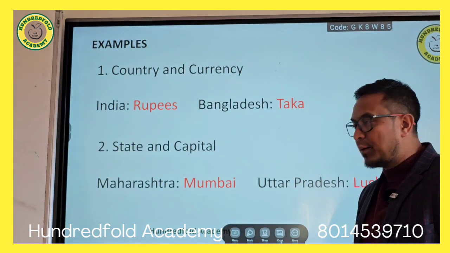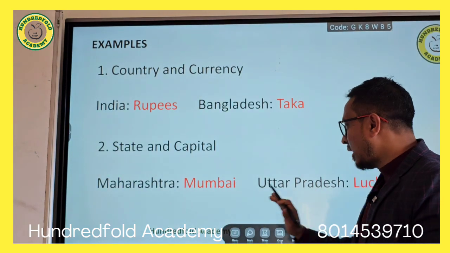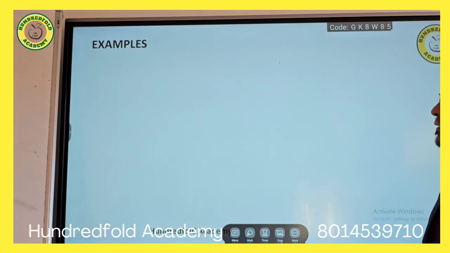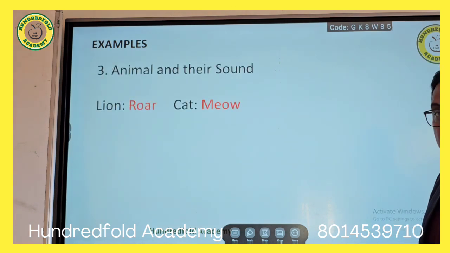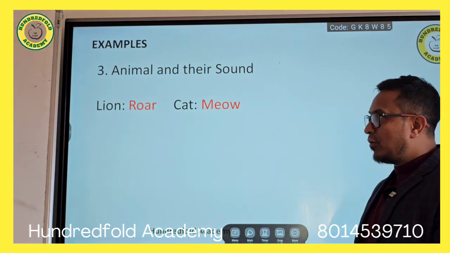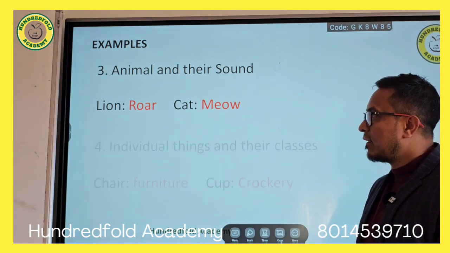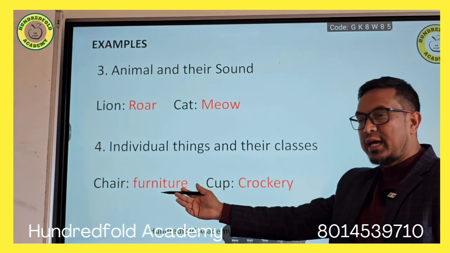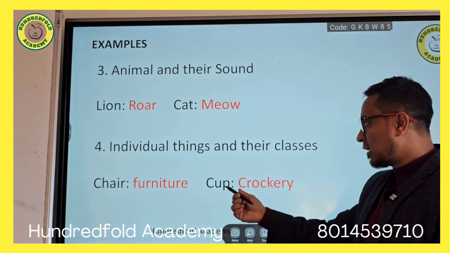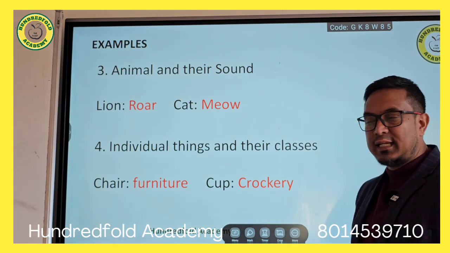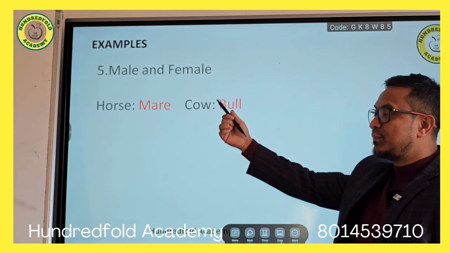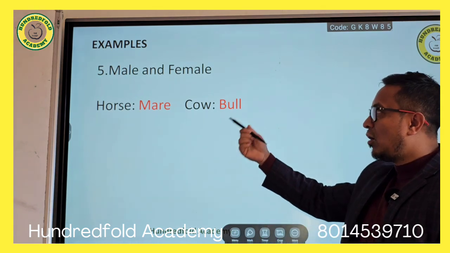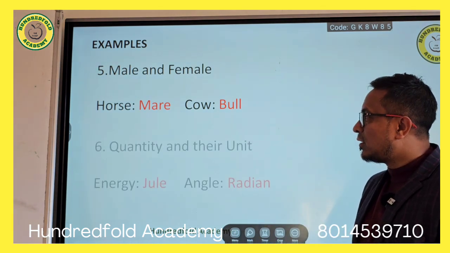So it can be that. Second, it can be state or capital. Let's say they say Maharashtra, Mumbai, you have to find out what is Uttar Pradesh. So answer is Lucknow. More examples. It can be animals and sounds. Let's say lion, roar. So cat, mew. And sometimes it can give you individual things and their classes. Chair is furniture. Cups, it's crockery. So basically comparison of two things. Sometimes it can be male and female. Horse is mare, cow is bull.